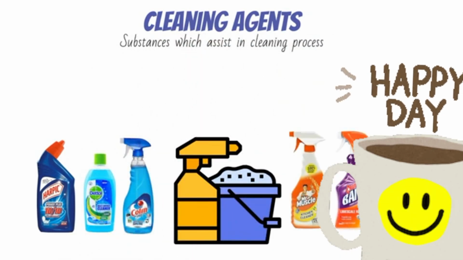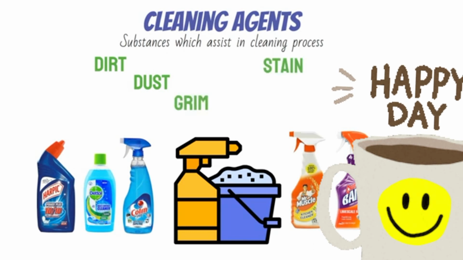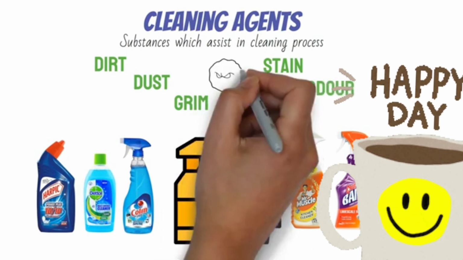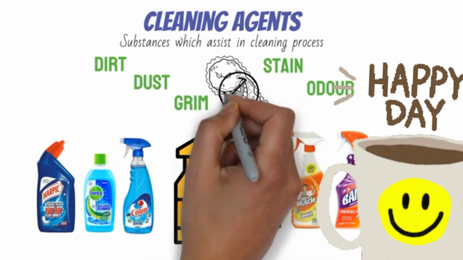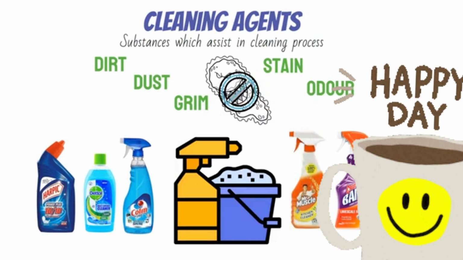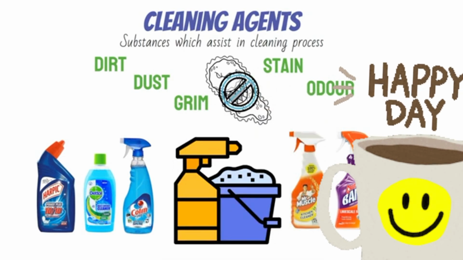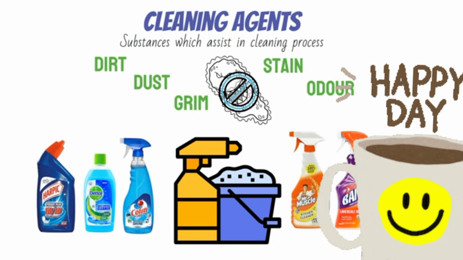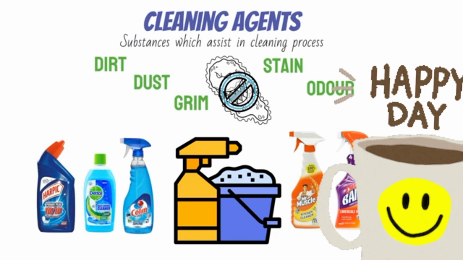cleaning process. Most of the cleaning agents are used for removing dirt, dust, stain or grime deposited on different surfaces. But these are also used for removing offensive odor, killing bacteria, stopping or avoiding the spread of contaminants to oneself and others. Also, you will find cleaning agents in different forms in the market, such as in liquid form, powder, spray or granules form. So in this video, we will cover different types of cleaning agents used in hotel housekeeping.